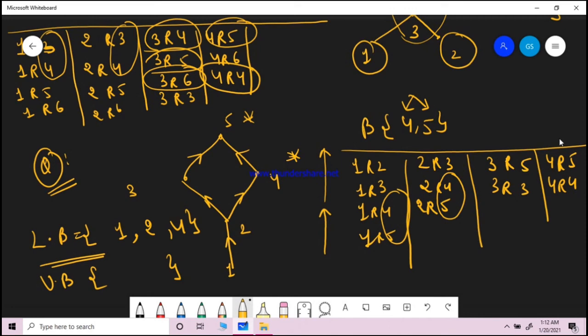So from the diagram you can say that 5 will be the upper one, as 5 is at the uppermost position and it never appeared on this side. So this is the upper bound.